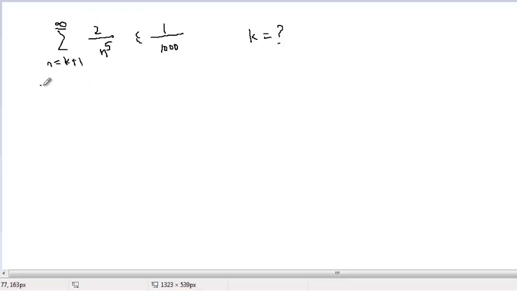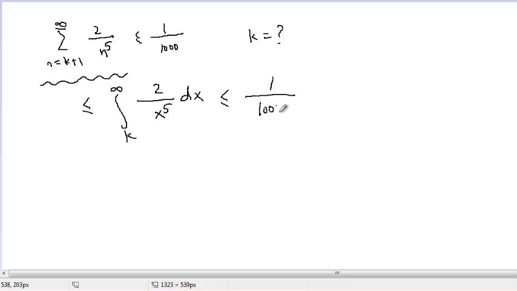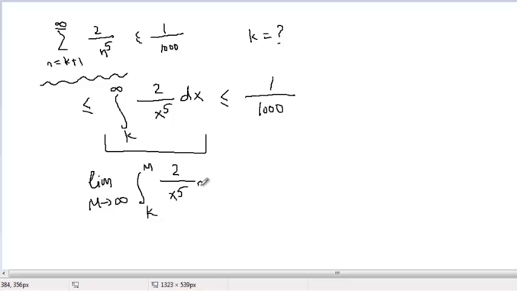But remember, we know that this sum here is smaller than the integral from k to infinity of 2 over x to the 5th dx, right? This improper integral is bigger than this sum. So if I can make this improper integral less than 1 over 1000, then I accomplish what I wanted at the beginning. And the good news is I can compute this integral. Again, this is the limit as n goes to infinity of the integral from k to n of 2 over x to the 5th dx.